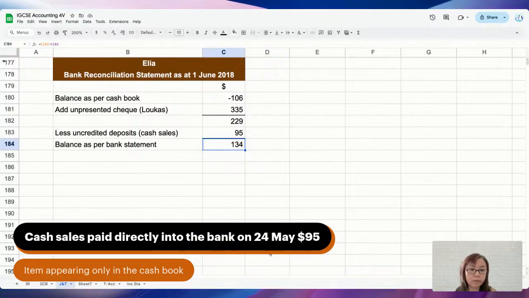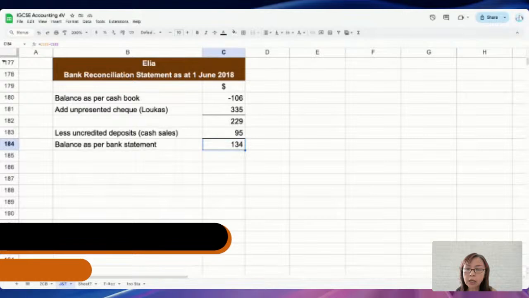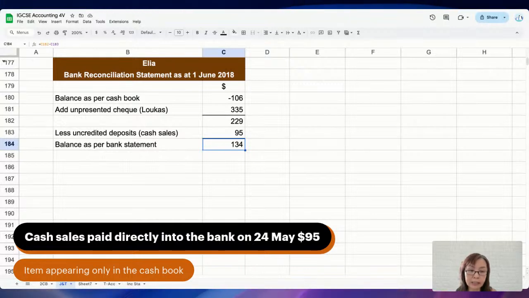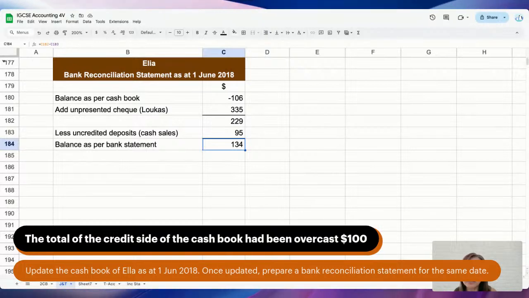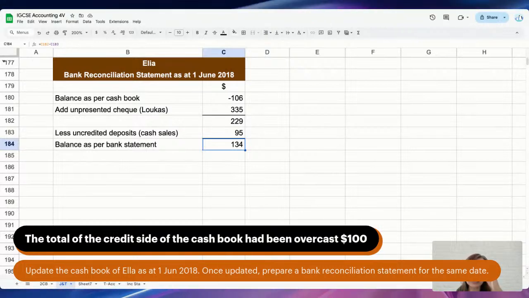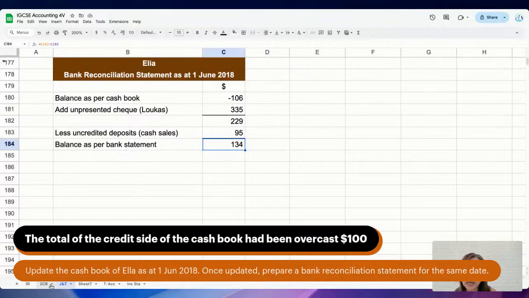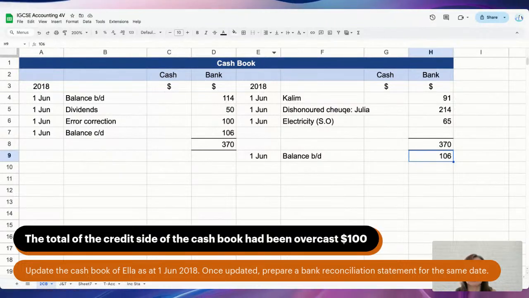So 134, we go back to the slide. All right, so you see, in the bank statement, actually it is credit side 134. And in our bank reconciliation, it is also 134. It's the same now. All right, so you see the question at the end of it, the instruction for you to do this particular question is to update the cash book for Elia as per 1st of June. So you can see here that in the cash book that I prepared, everything is 1st of June. So this is one thing that you need to read the question carefully.